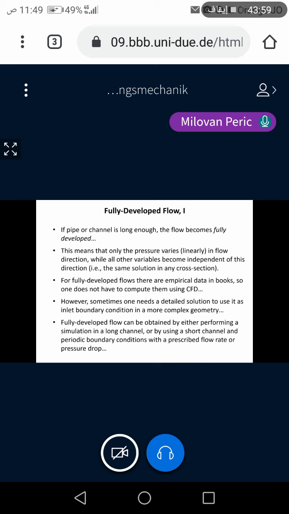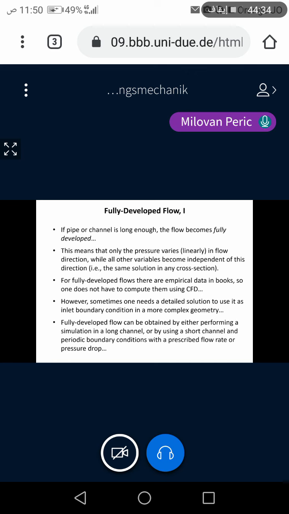You can obtain a solution for fully developed flow either by using a long enough channel or pipe, and you start with constant velocity at inlet, and then you compute until you get a velocity profile which doesn't change anymore. Or another option is that you take a relatively short channel, put only 2 cells in the axial direction, and apply periodic boundary conditions at inlet and outlet with a prescribed flow rate or pressure drop, and you will get a fully developed solution again.